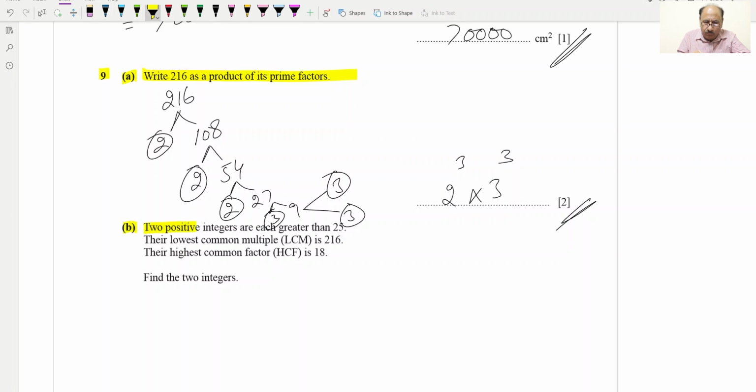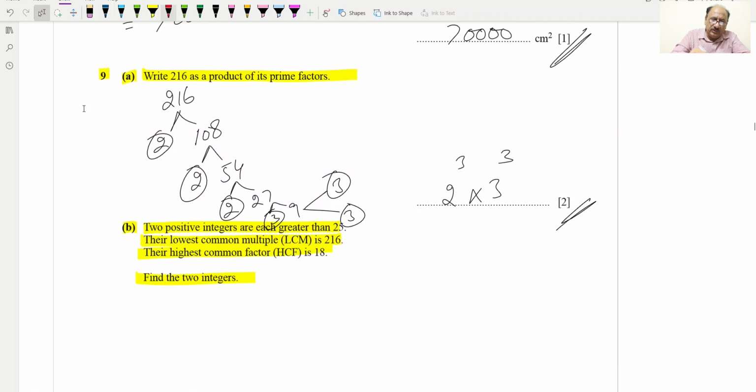B part: two positive integers are each greater than 25. Their least common multiple LCM is 216. Their highest common factor HCF is 18. Find the two integers. So how can we solve this? This is basically a 2 marks question.